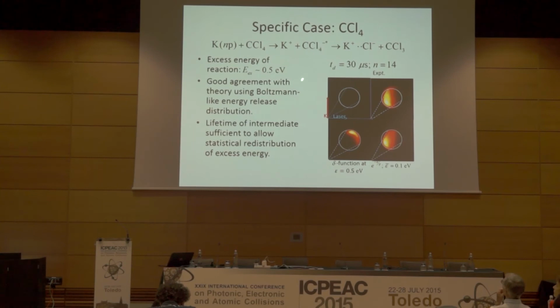The next species we used was carbon tetrachloride, which upon collision with a Rydberg atom forms a Cl minus ion and a neutral CCl3. Now, the excess energy of this reaction is about 0.5 eV. So we perform the same analysis again, only this time you see better agreement with the Boltzmann-like distribution using a mean energy of about 100 meV, from which we can conclude that in this case, the CCl4 minus intermediate is sufficiently long-lived to allow full statistical redistribution of the excess energy.